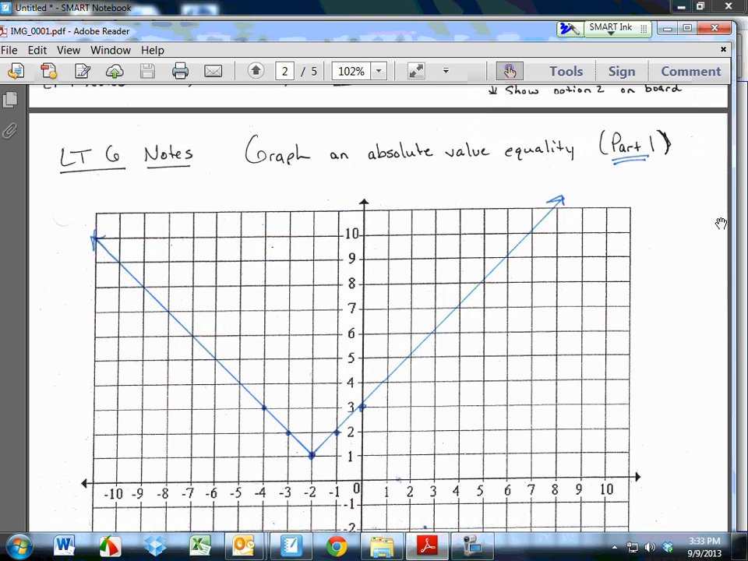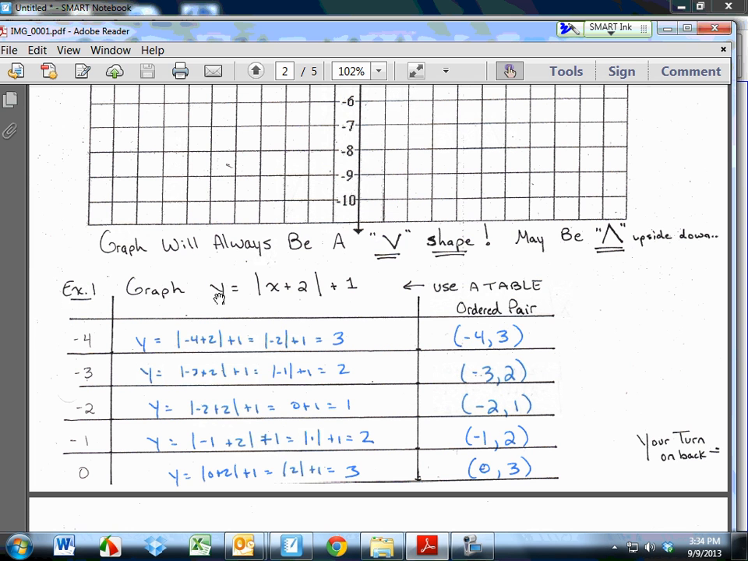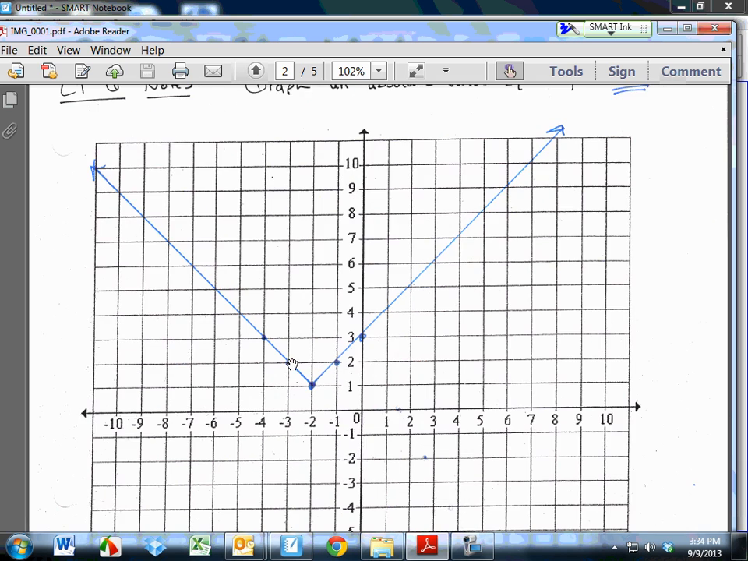All right, for this video we're doing Learning Target 6 Part 2, which is graphing an absolute value inequality, but we're starting by looking at our graphing an absolute value equality Part 1, Example 1. In Example 1, we graphed y equals the absolute value of x plus 2 plus 1 by using this table. So if you need to see that again, go back to the first video for Learning Target 6. But we came up with these points and this shape.